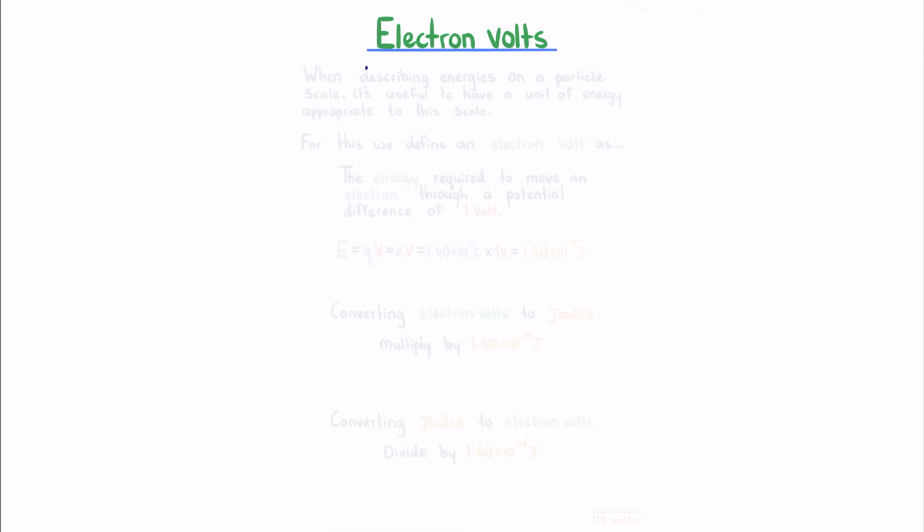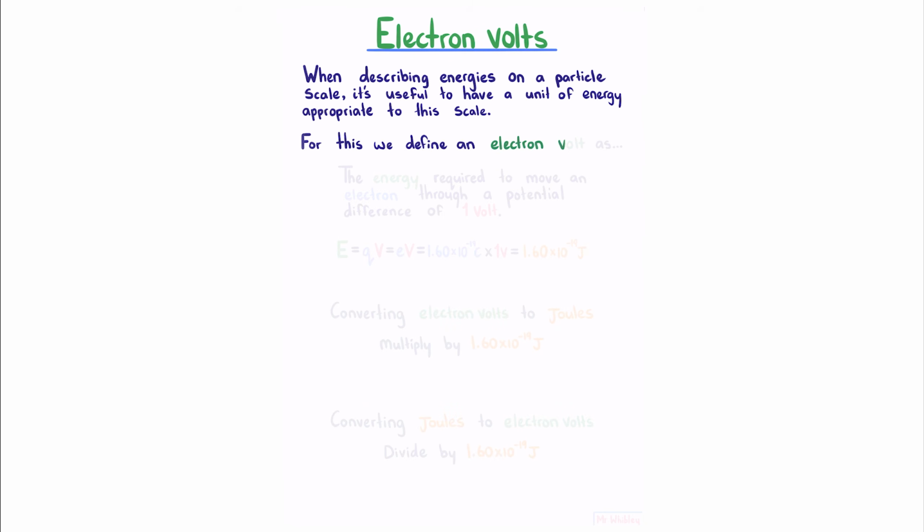Electron volts. When describing energies on a particle scale, it's useful to have a unit of energy appropriate to the scale. For this, we define an electron volt as the energy required to move an electron through a potential difference of 1 volt. Electric energy is given by QV, where our charge Q is just our electron charge e, which is 1.6 times 10 to the negative 19 coulombs.